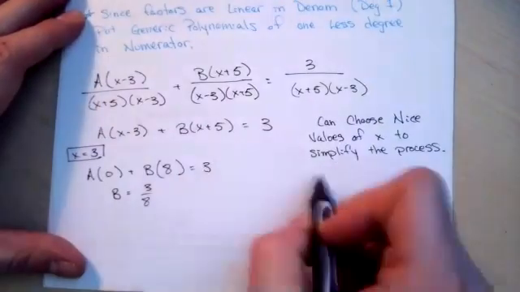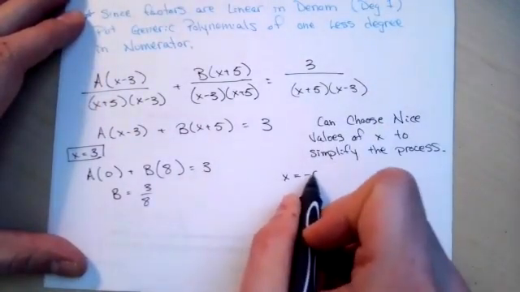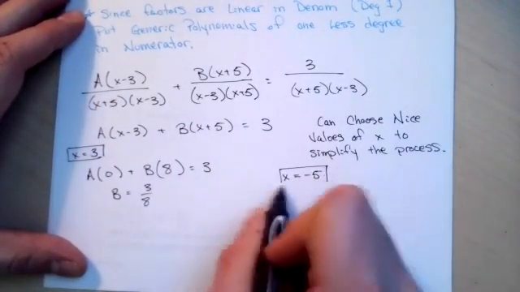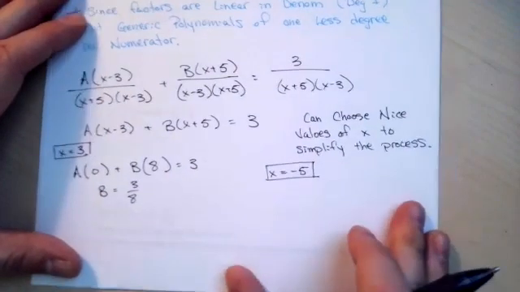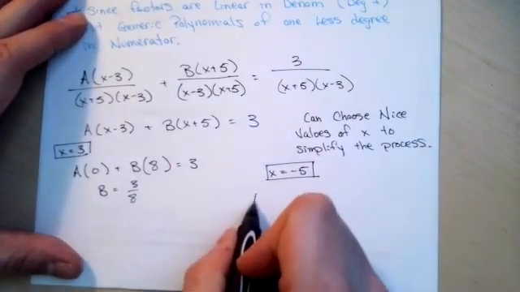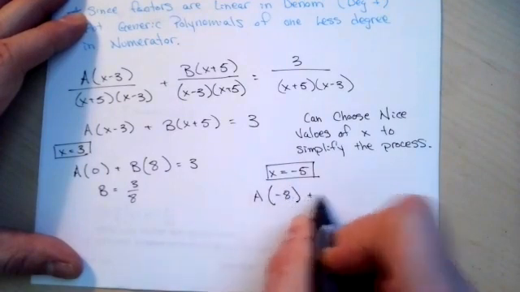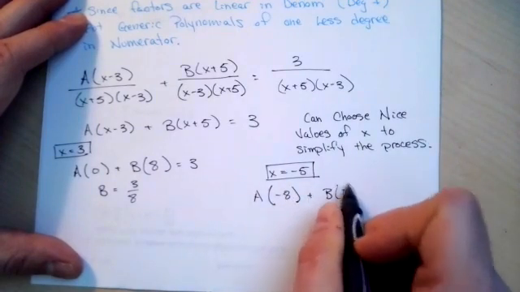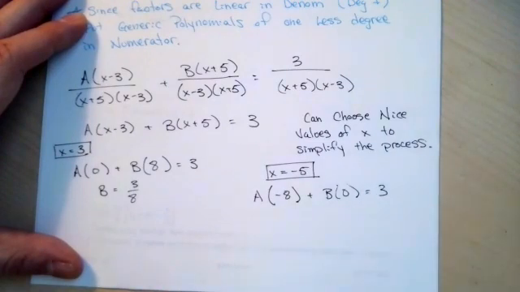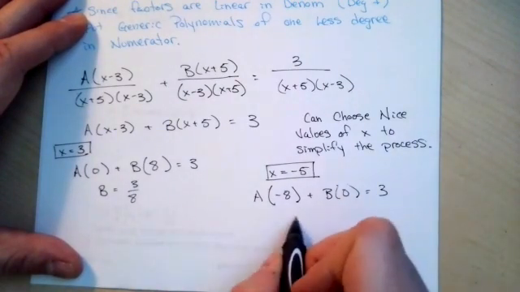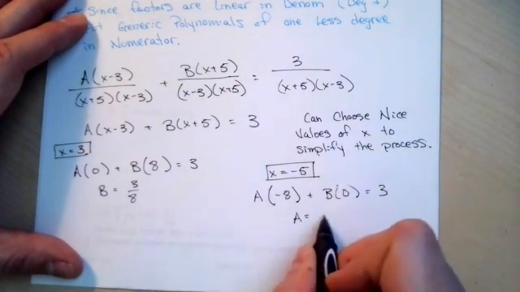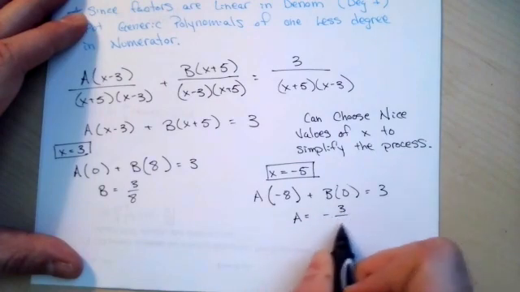Likewise, we can choose x equal to -5. And why does that help us? We will have a times -8 plus b times 0 equals 3. And we see that now a is equal to -3/8.